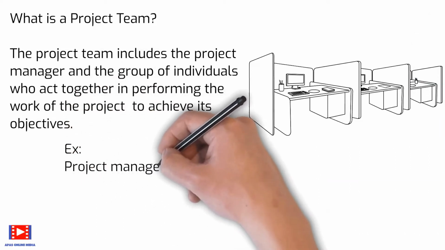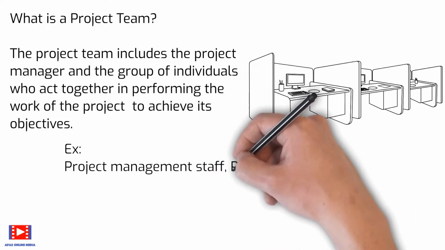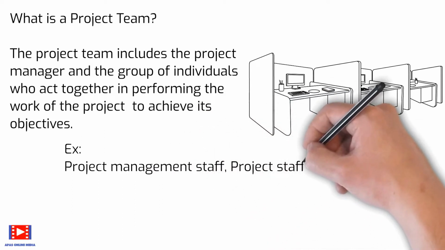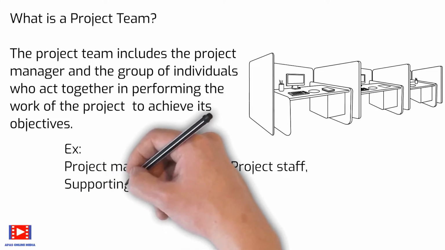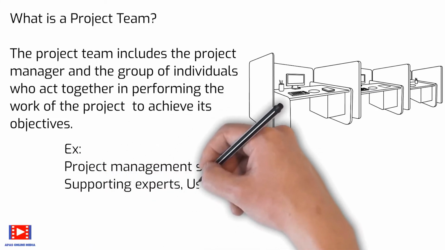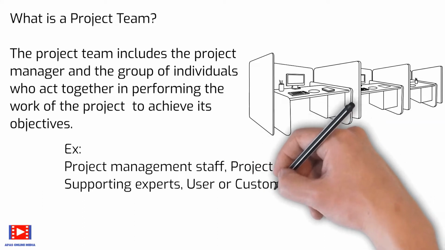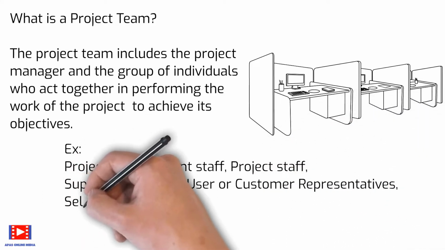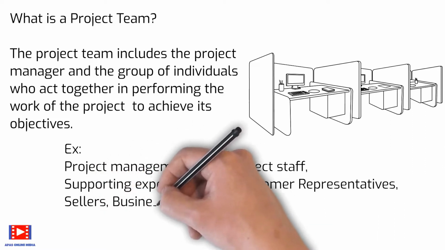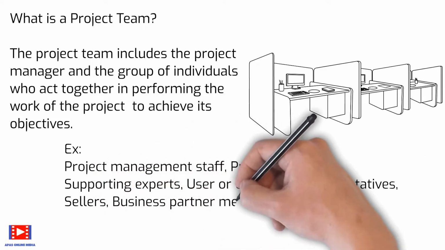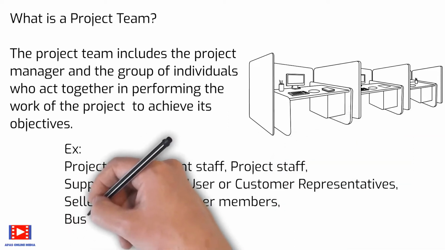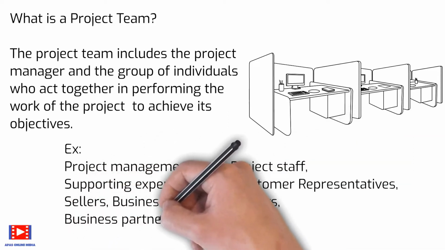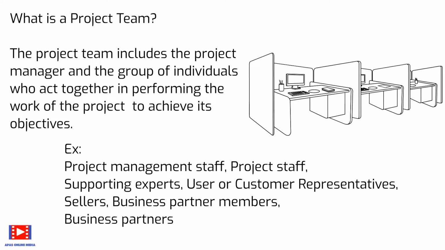Examples of project team are project management staff, where the members of the team perform project management activities such as scheduling, budgeting, reporting, controlling, etc. Another example is project staff, where the members of the team carry out the work of creating the project deliverables. It could also be supporting experts, where the team is required to develop or execute the project management plan.